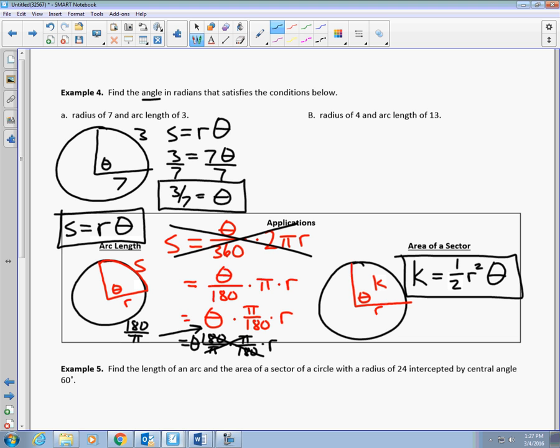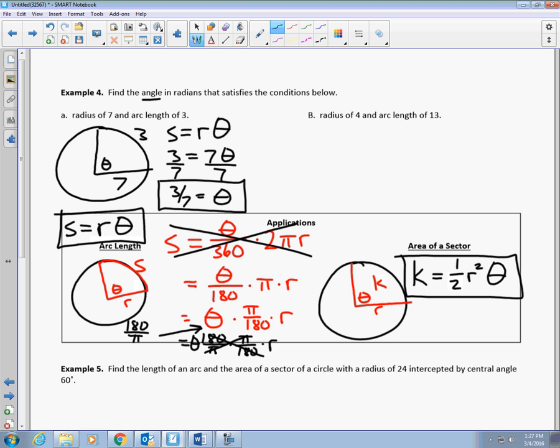Well, remember, the definition is 1 radian is when you can wrap 1 radius. So is 3/7 1 radius? No, it's short of 1 radius. Is it even half of 1 radius? No. So does my picture really match up with 3/7? It doesn't. It should be a smaller angle. But that's what we're finding, okay?